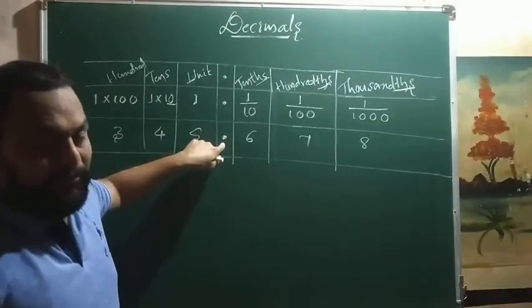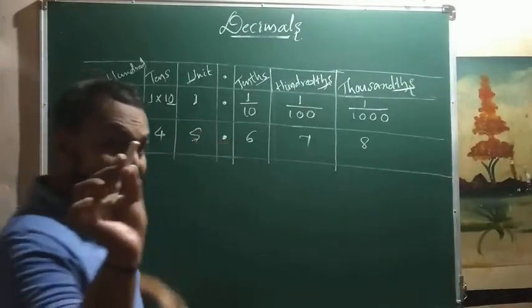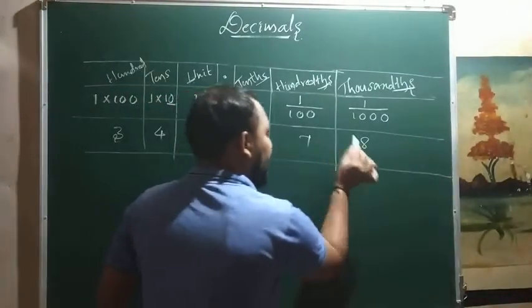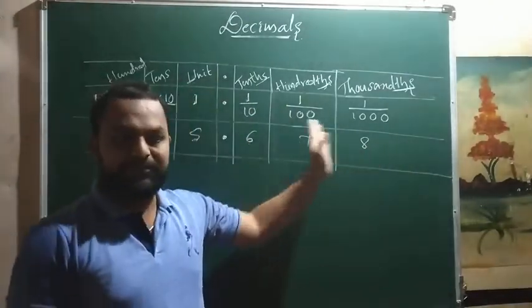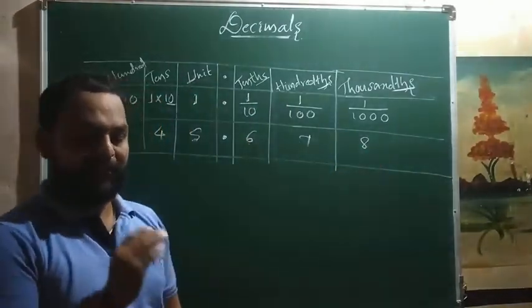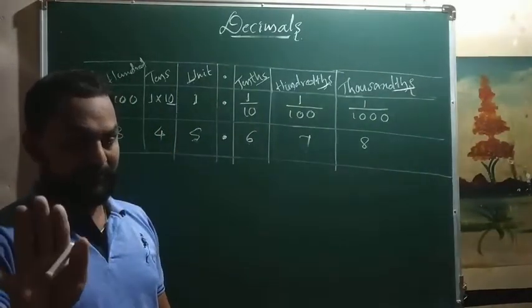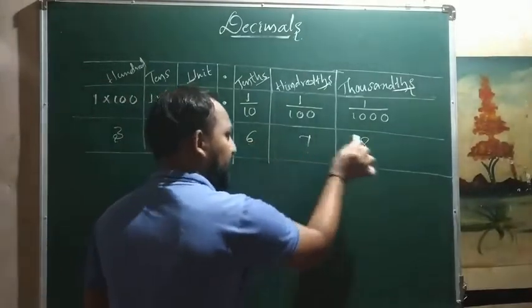Point, decimal point, 345 point. Read like this: 678, not... 678, okay. 678.